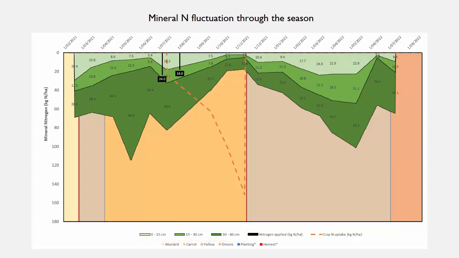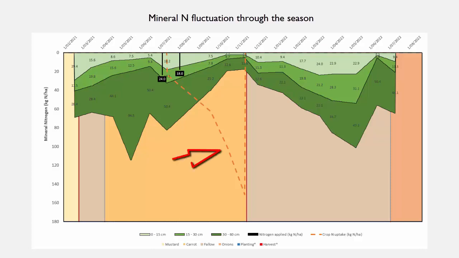From top to bottom, these layers are 0 to 15 centimetres, 15 to 30 centimetres, and 30 to 60 centimetres. For most crops, the top 2 layers represent the bulk of the primary root zone, though for many crops, including carrots, the root zone will extend below 30 centimetres.